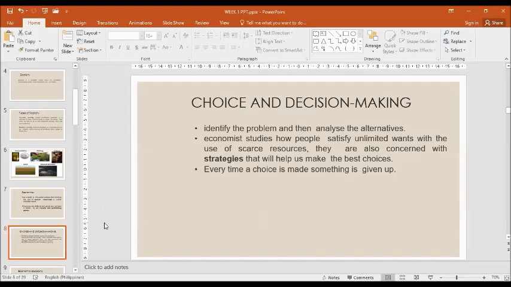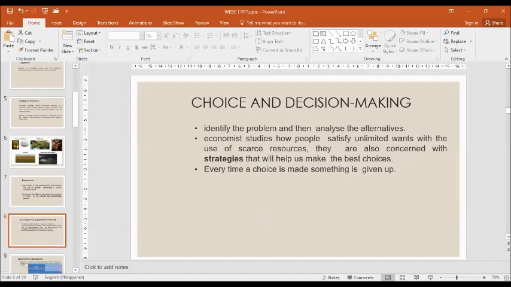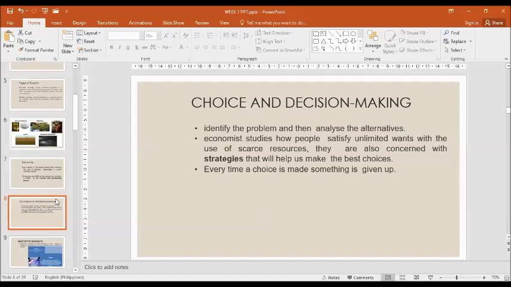So every time that we choose the best option or alternative, we have to give up something. If we choose to drink water instead of buying a soft drink, we give up the soft drink in order to save our money. So this is an example of having an option.